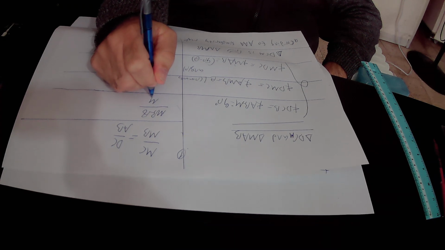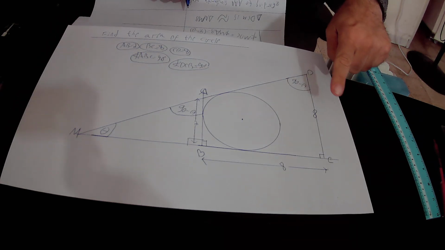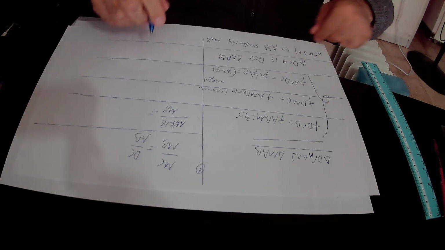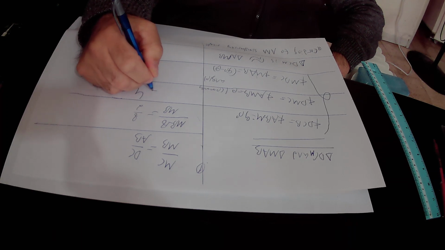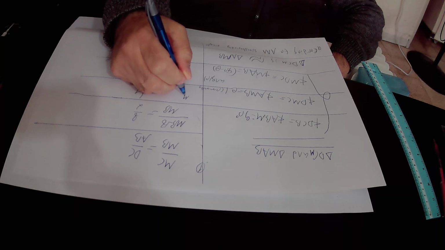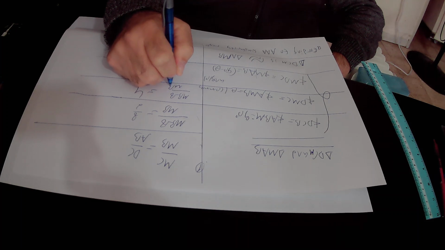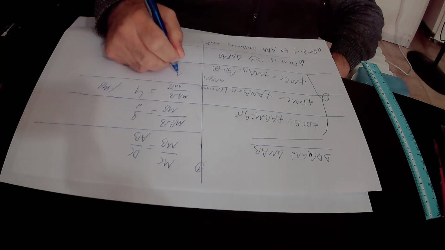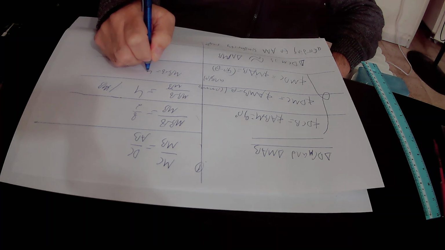over MB is equal to DC is 8 and AB is 2. So DC over AB is 8 over 2. 8 over 2 is 4. So we found out that MB plus 8 over MB equals 4. We multiply this equation by MB. And we get that MB plus 8 equals 4MB.